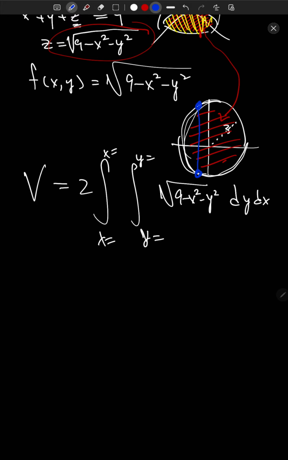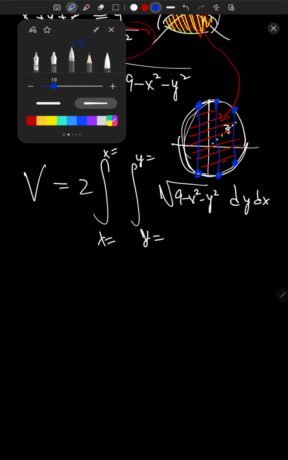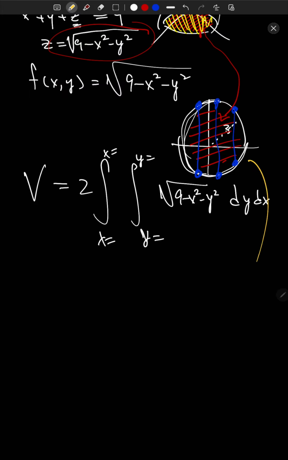And if I fill this region up with vertical lines, it's always consistent, always from the lower semicircle to the upper semicircle. So I just need equations for each of those semicircles. The lower semicircle is... so this is a circle of radius 3 about the origin.